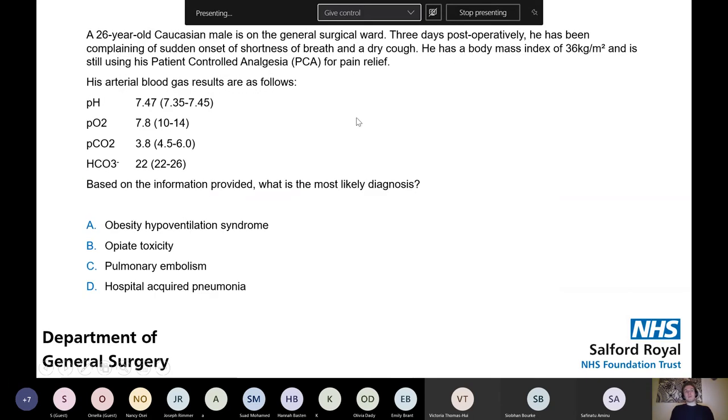And final question, 26-year-old Caucasian man on a general surgical ward. 3 days post-operatively, he has been complaining of a sudden onset of shortness of breath and dry cough. He has BMI of 36 and is using his PCA for pain relief. His arterial blood gas results follow here. So pH, PO2, PCO2, and bicarbonate. Based on the information provided, what is the most likely diagnosis?